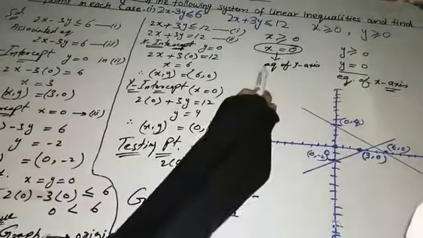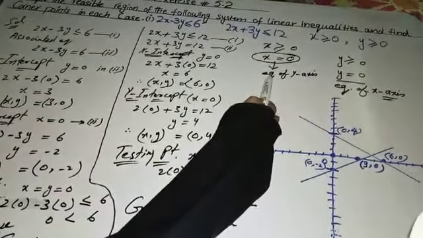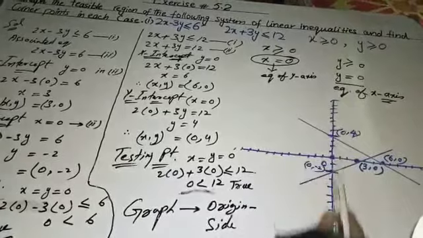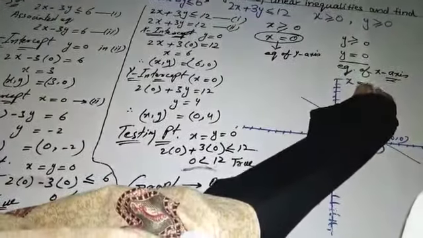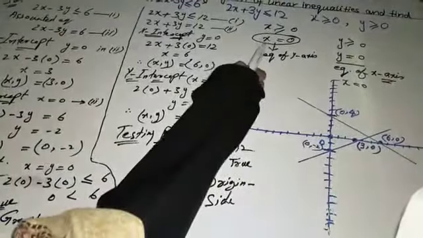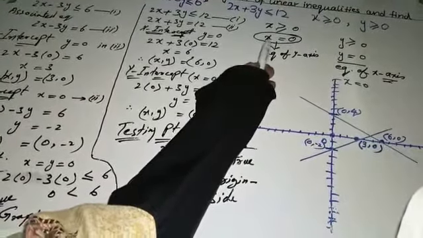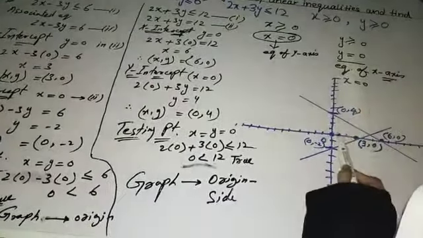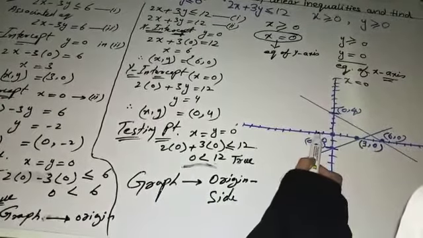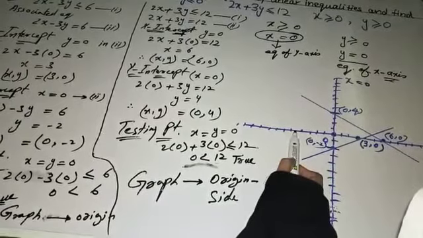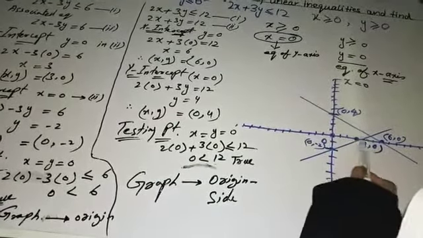Third thing is x is equal to 0. This is the equation of the y-axis. At this line, x is equal to 0. And x is greater than or equal to 0. X is greater than 0 lies at this side because the value of x is plus 1, plus 2, plus 3, while on this side minus 1, minus 2, minus 3. So x is greater than 0, so x lies in this region.